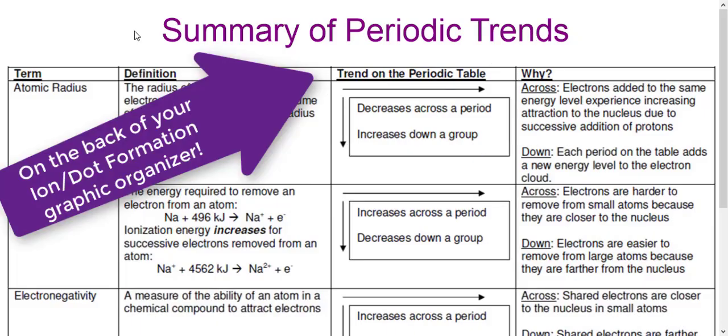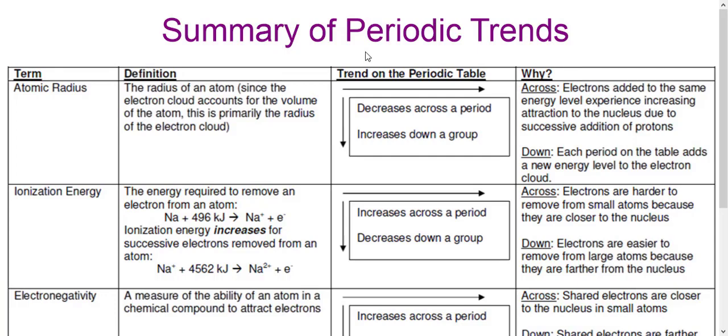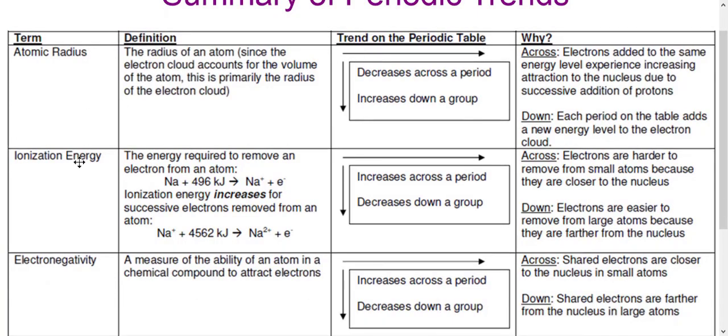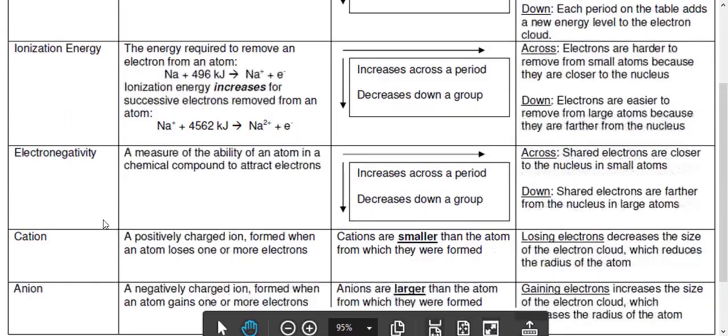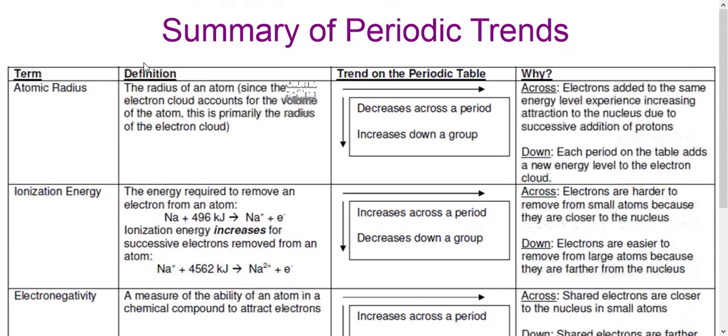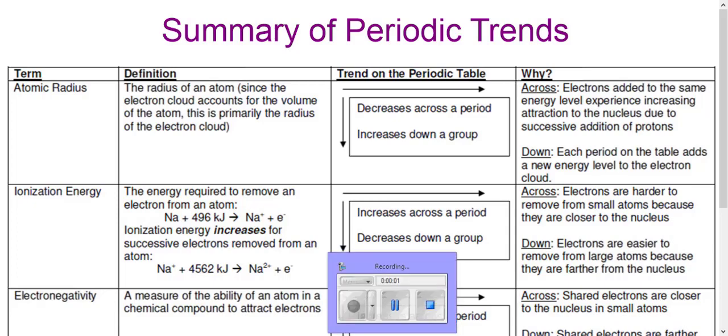I gave you this sheet, this summary of your periodic trends. It goes over all the information I just covered in this video, and it should be very useful to you. It has the atomic radius, ionization energy, electronegativity, difference in cations and anions. Please use this to help you review these trends or rewatch this video, the portions that you need, so that you can understand these trends and be successful in explaining them on the upcoming test.